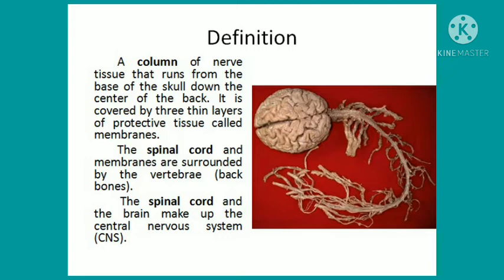The definition of spinal cord is a column of nerve tissue that runs from the base of the skull down the center of the back. It is covered by three thin layers of protective tissue called membranes or meninges. The spinal cord and membranes are surrounded by the vertebrae, the backbone. The spinal cord and the brain make up the central nervous system.